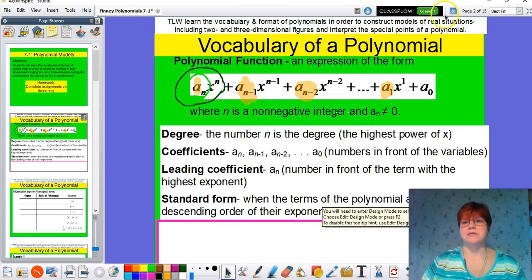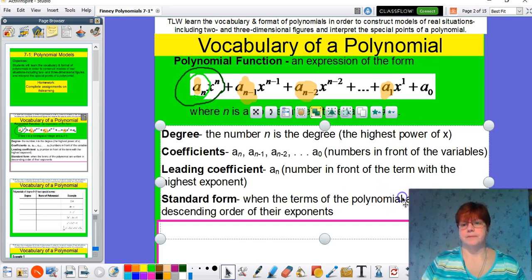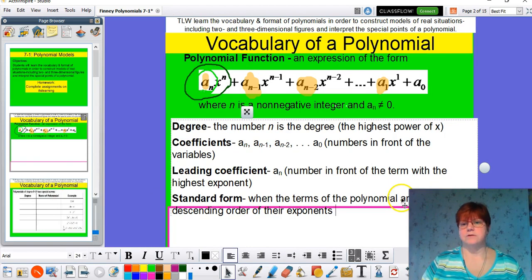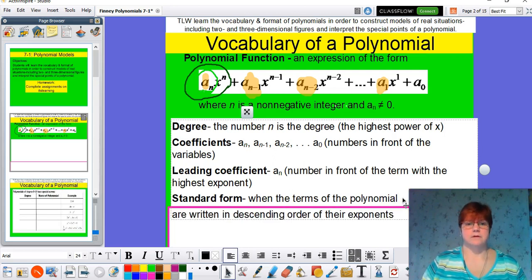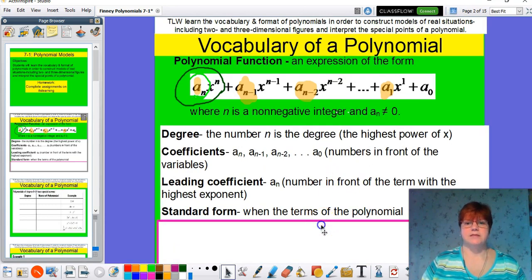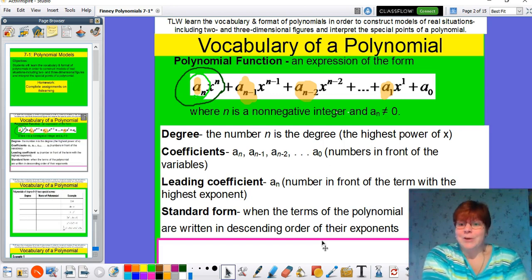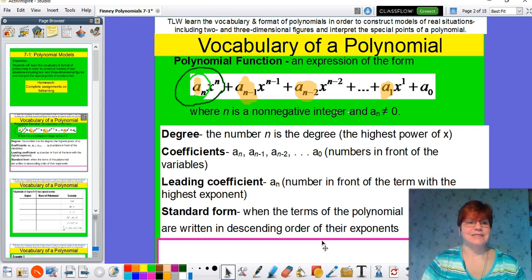So let me just move this, and that way we can see everything. Okay, so it's when the polynomials are written in descending order of their exponents, because when I made this flip chart I wasn't planning on being in the corner over here videoing to y'all. So standard form is when the terms of the polynomial are written in descending order.